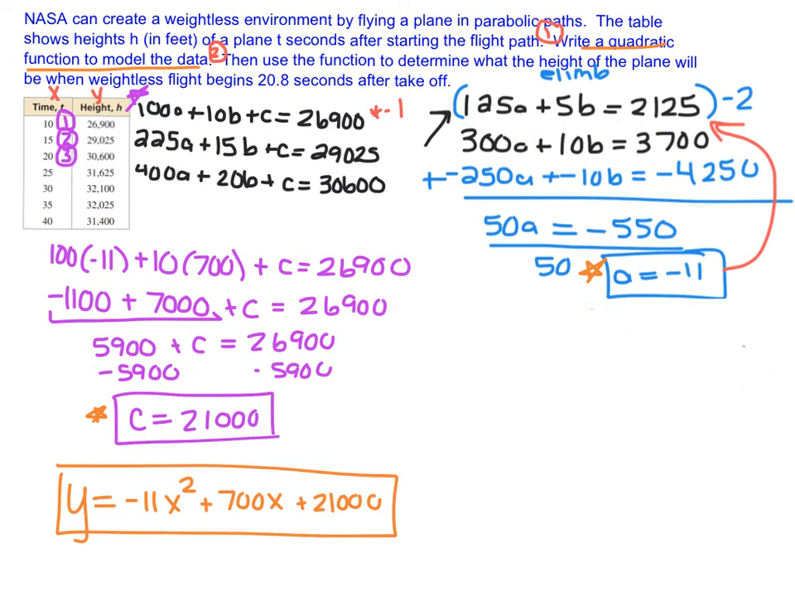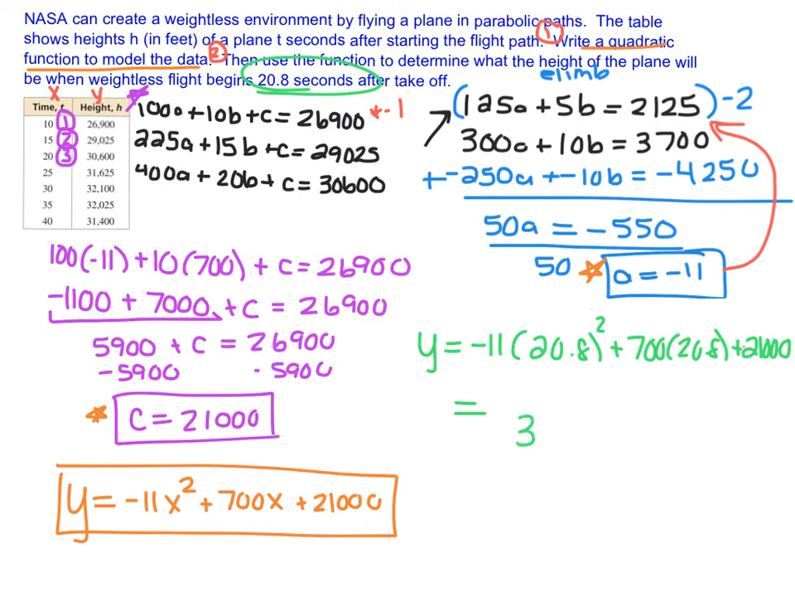So all we need to do here to answer this final question is take our equation that we just wrote down there in orange, and plug in 20.8 seconds to find the height at that time. So here I have y is equal to negative 11 times 20.8 squared plus 700 times 20.8 plus 21,000. And if I plug that all into my calculator, I find that weightless flight is going to begin at 30,896 feet.